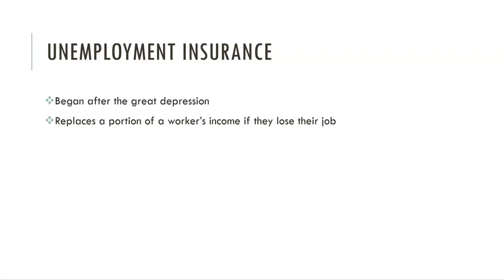Unemployment insurance replaces a portion of a worker's income if they lose their job. It's not going to replace your whole income. It's going to be based on how much you earned, up to a maximum amount per week. These are temporary benefits. In the US, mostly it lasts for up to 6 months or up to 26 weeks.